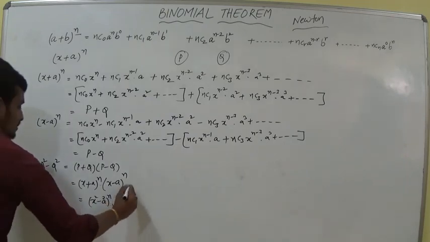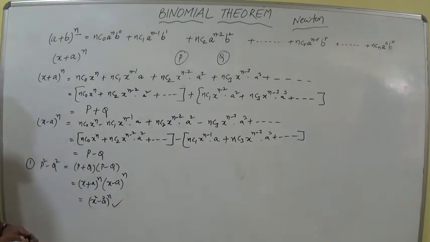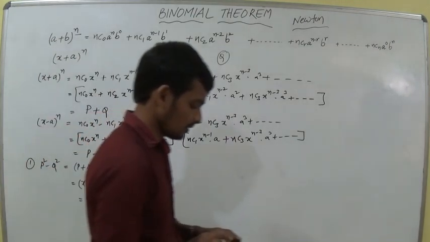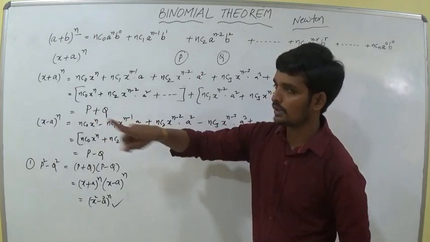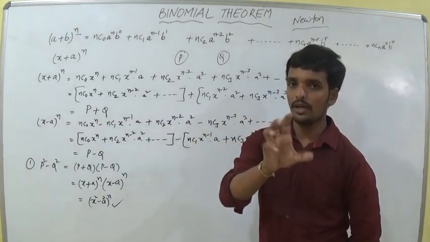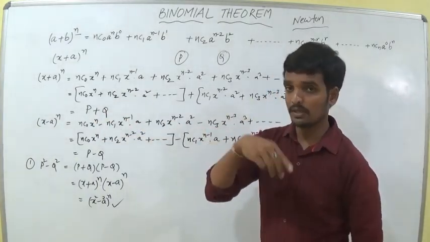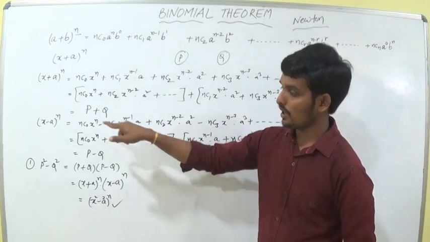Yes, this is the answer: x square minus a square whole power n. So I think you can understand. I will explain again. Up to here, there is a mistake in the question, so we have to write not x plus 1, that is x plus a. In the same way we have to write x minus a.